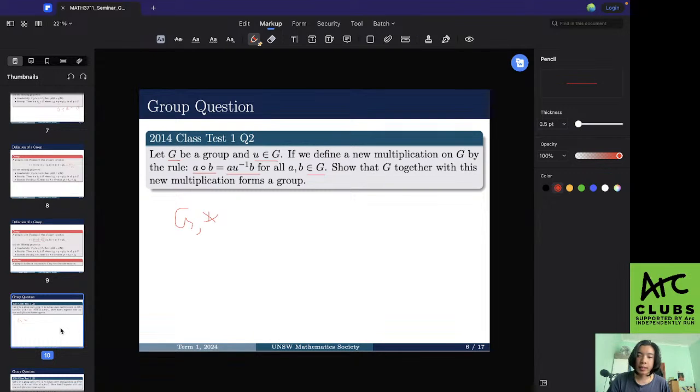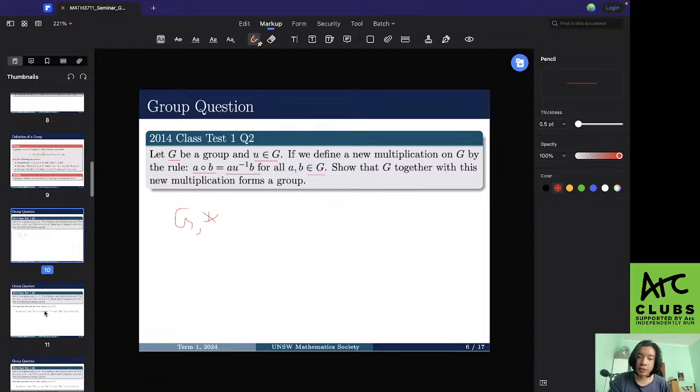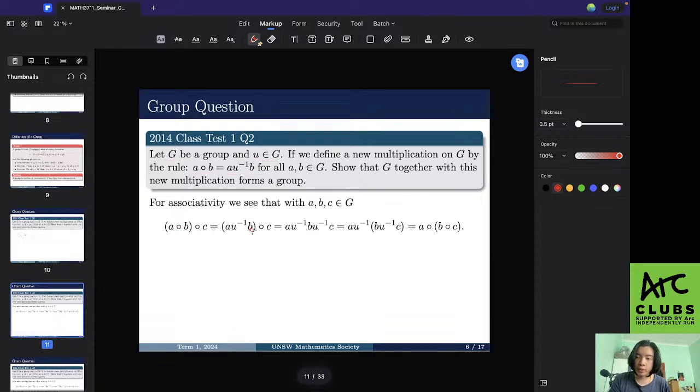The next thing is it has to be associative, right? So for associativity, what we can do is we can say, hey, we'll have A circle B, and circle C. We'll evaluate A circle B first to get A U inverse B, circle C.